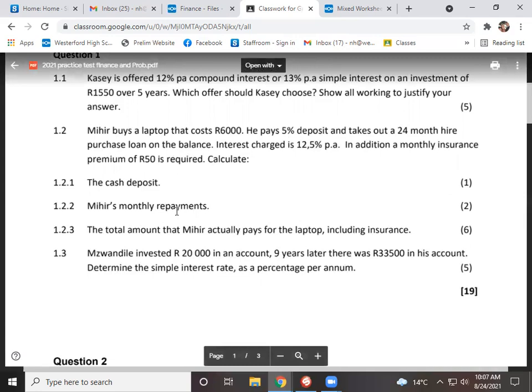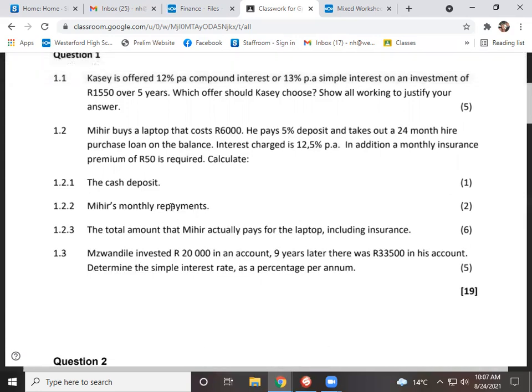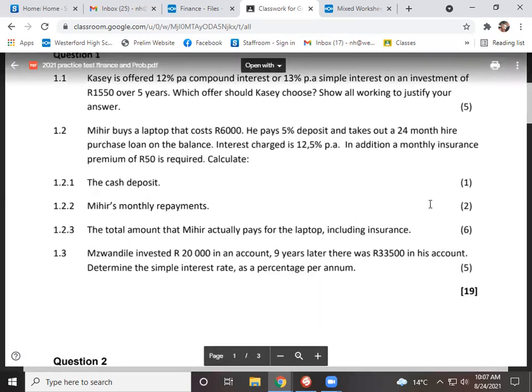Let's see. So you would have to find your A value first. All right, so you would have to do cash price minus deposit. That's your balance, which is your new P value. Then you put that in your formula to get A. Then you divide that by 24. And then remember that for the monthly repayments, you have to add 50 Rand for insurance every month. Okay, so you can calculate your monthly repayments like you always do, and then just plus 50. I don't think this mark allocation is right. Okay, I think it should be worth more marks there.